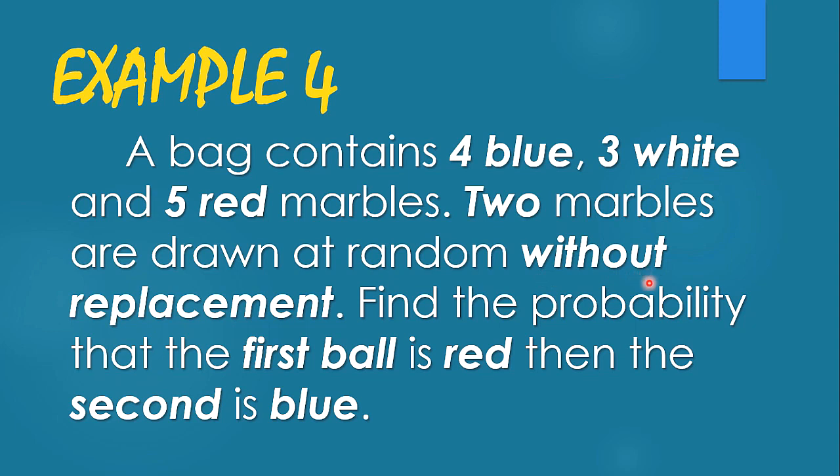Since it is without replacement, after we pick 1 marble, we're not going to return the marble that we have taken. Meaning the total number of marbles in the bag will be changed. Since we use the words without replacement, this is an example of dependent events, meaning something happened to the total number of marbles or objects. So let's find the probability that the first marble is red, then the second is blue.